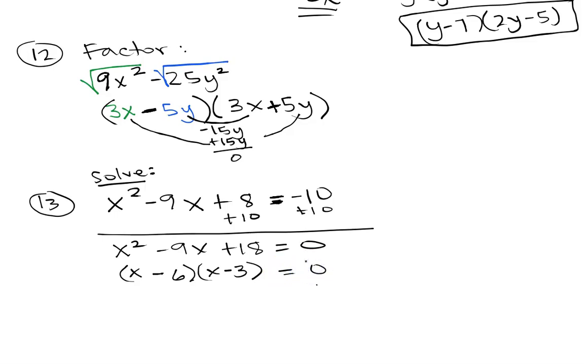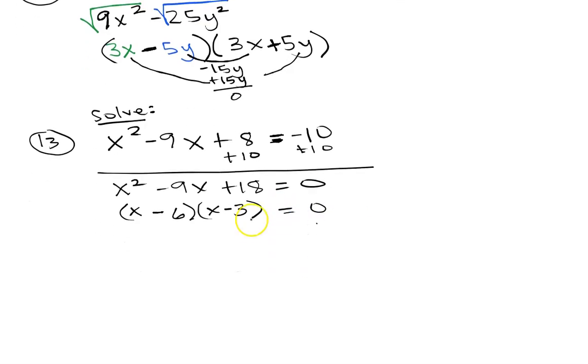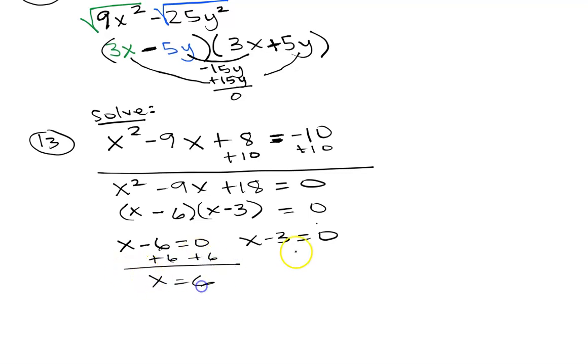All right, and then the zero product property says we're going to set each of these equal to 0 and solve. So x minus 6 equals 0 and x minus 3 equals 0. So here I need to add the 6 over, x equals 6. Here I'll add the 3 over, so x equals 3.